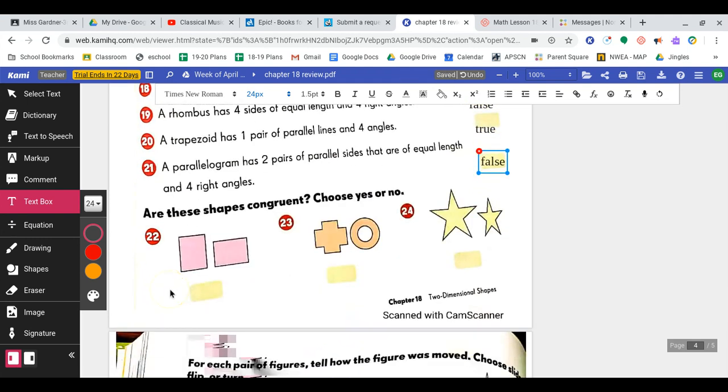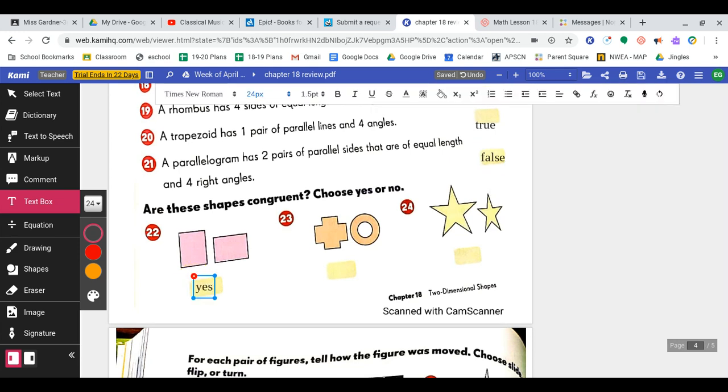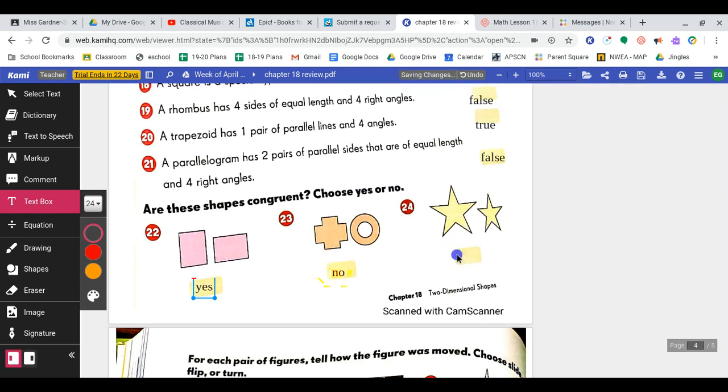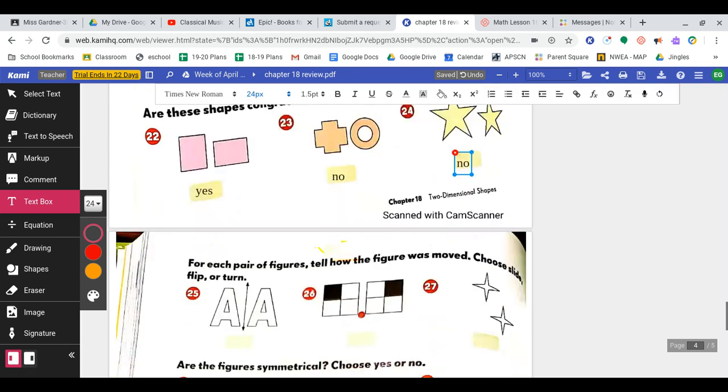Now we're going to check to see, are these shapes congruent? To be congruent, they need to be the same shape and the same size, even if they have gone through a flip, a turn, or a slide. Are these? Yes, they've just gone through a turn. What about these? No, they're a different shape. And these stars? No, because they're different sizes.